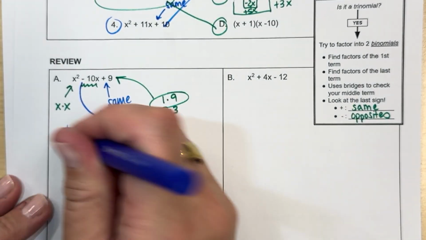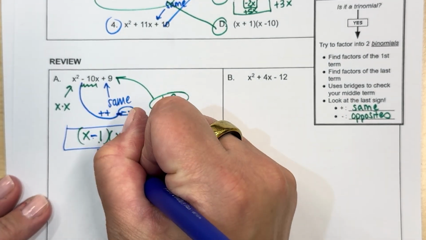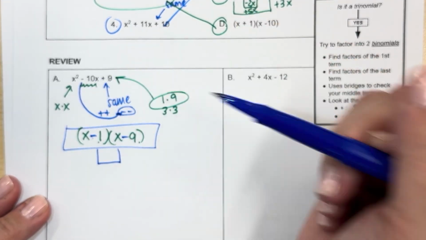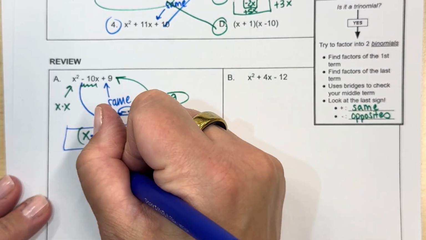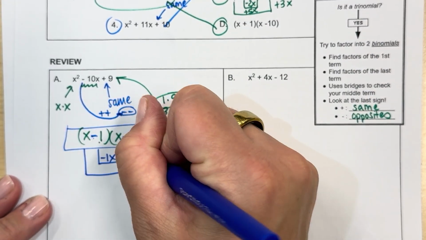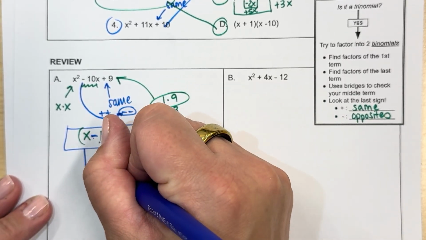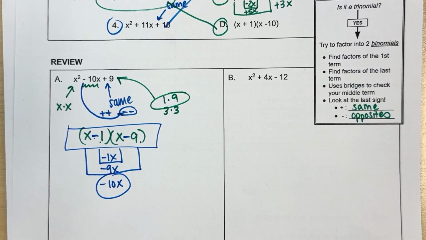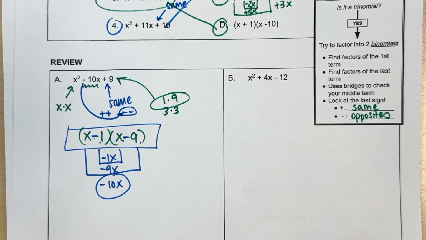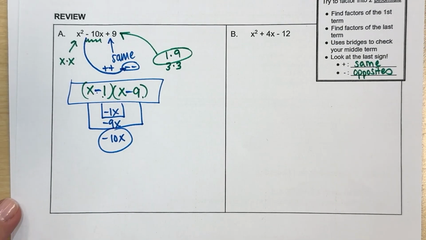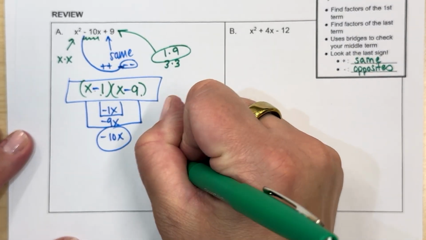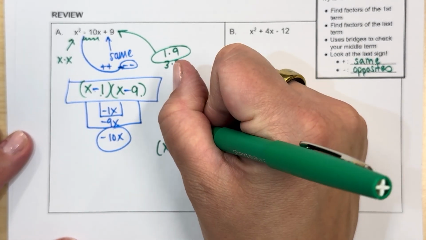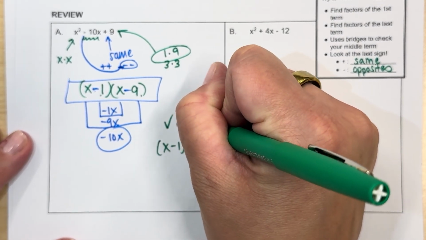This is my answer. I'm going to draw my bridges to confirm that I do, in fact, end up with a negative 10x. So negative 1 times x is negative 1x. Negative 9 times x is negative 9x. Together, those combine to make negative 10x. Remember, you always have the option to actually multiply this whole thing back together. So that's what I'm going to do really quick to show you that you can check your answer.